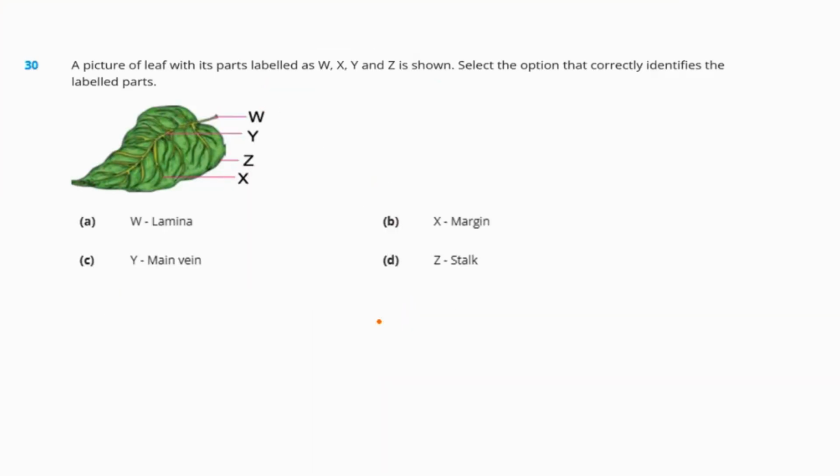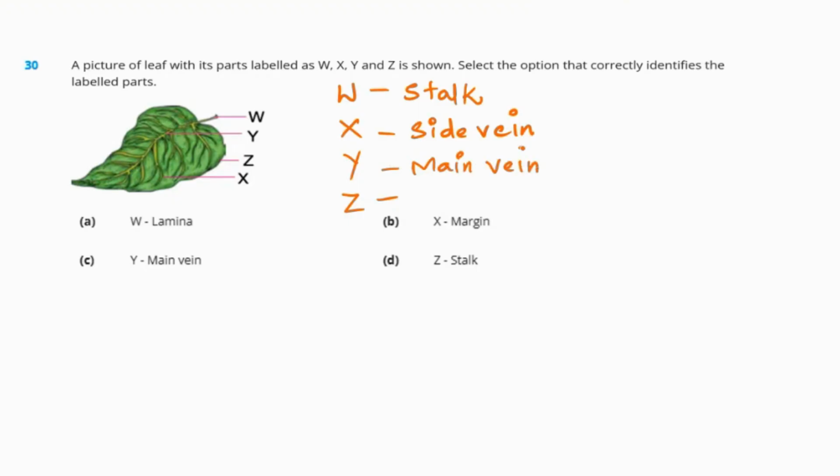Next, a picture of a leaf with its labeled parts as W, X, Y, and Z is shown. Select the option that correctly identifies the labeled parts. Here you can see the leaf is labeled with W, X, Y, and Z. First let us identify what W, X, Y, and Z are. W is the part we call the stalk, X is the side vein, Y is the one going through the center, that is our main vein, and Z is the margin.